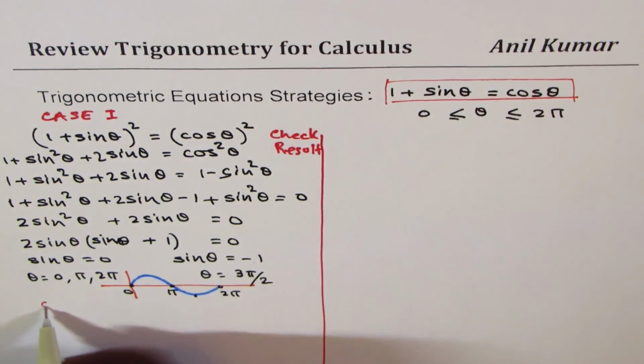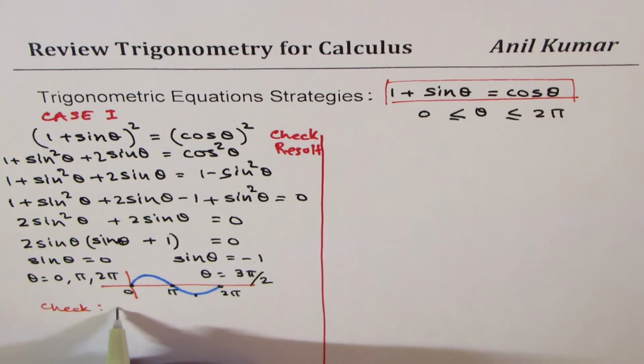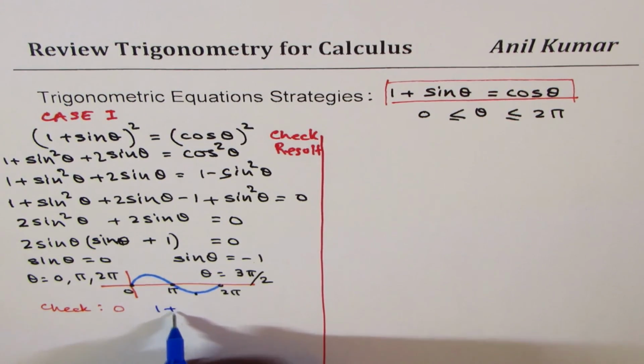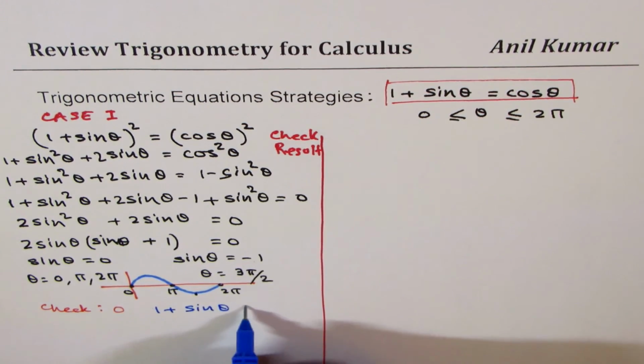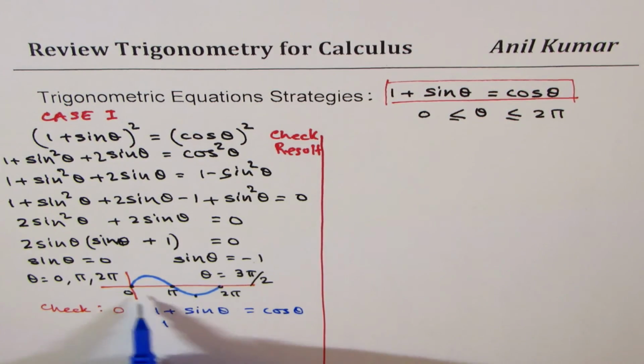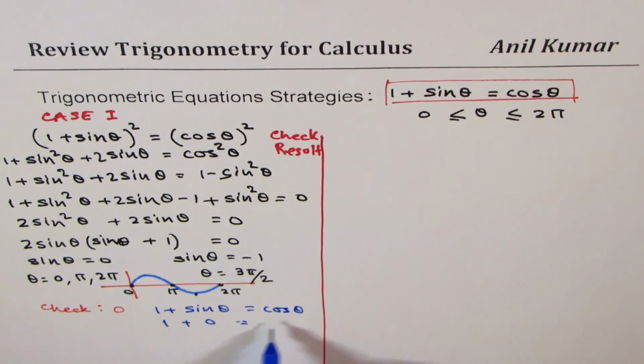So if I substitute 0, what do I get? I'm checking the equation 1 plus sine theta equals cos theta, right? Sine 0 is 0. However, cos 0 is 1, so this is fine.